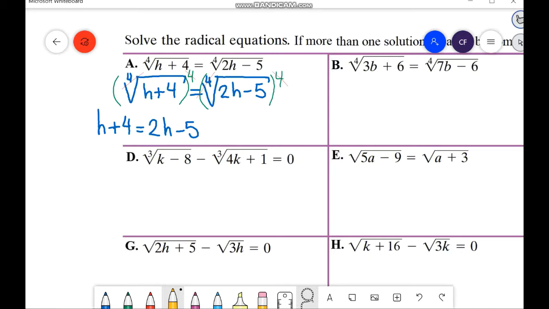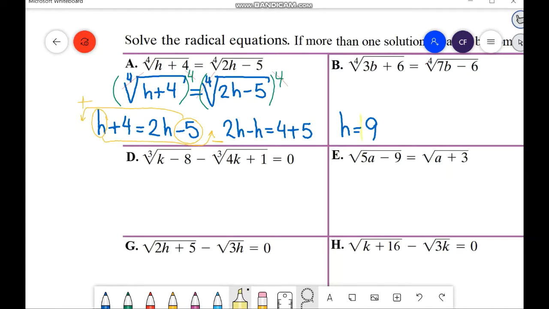Apply the addition property of equality. You can move this -5 to the other side; remember, it becomes a positive. And you can move this h to the other side; it will become a negative, right? So we have 2h minus h equals what? 4 plus 5. That means h equals 4 plus 5, 9. This is the right answer.